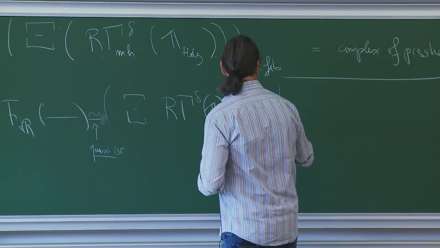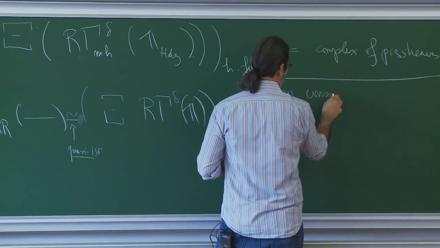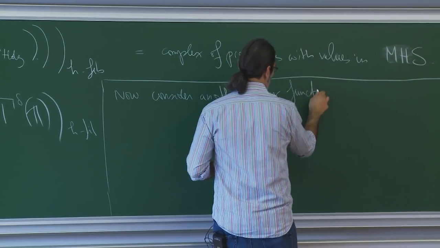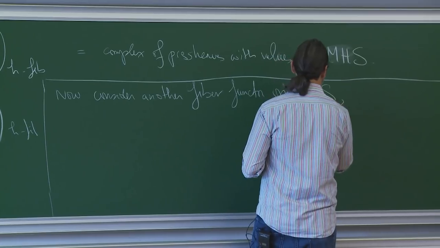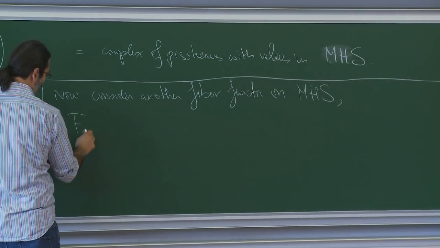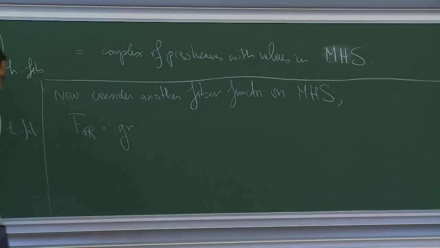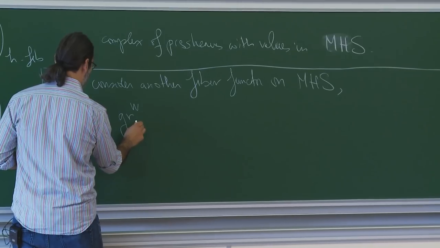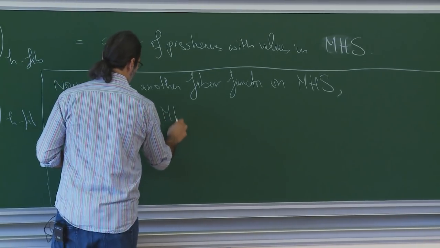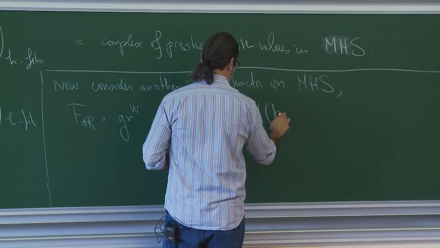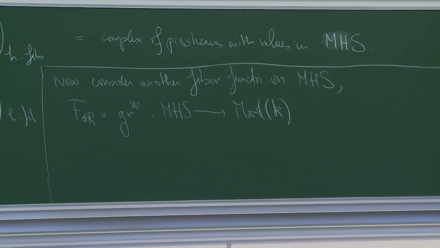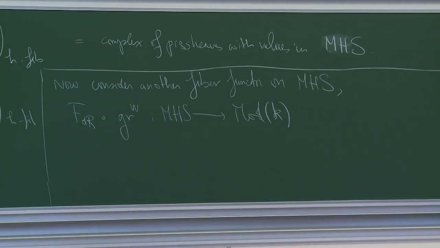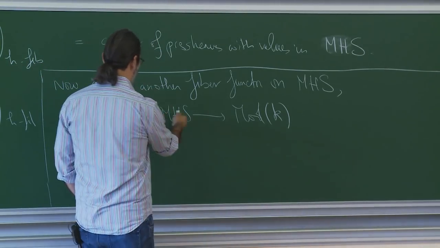So consider another fiber functor on mixed Hodge structure, namely the one that you obtained by taking f Rham, but first applying the graduation with respect to the weight filtration, and forgetting about the grading afterward. Okay, so you have the weight filtration, you pass to a graded object, you forget the grading, you apply f Rham, and you get a vector space. And so this is also a fiber functor on mixed Hodge structure.